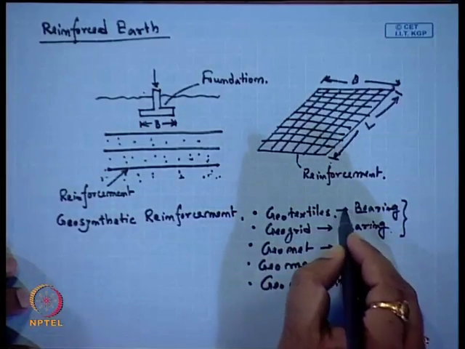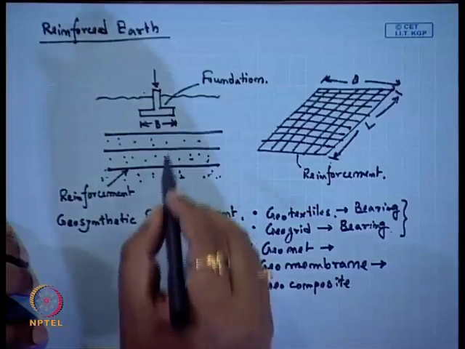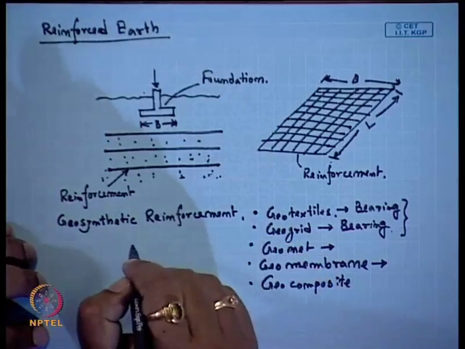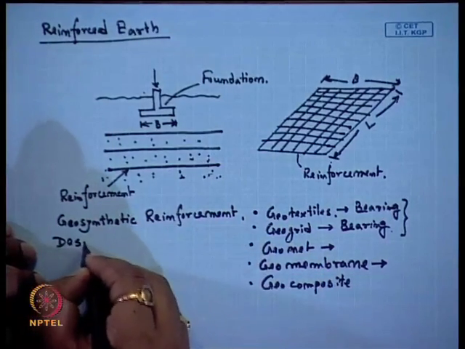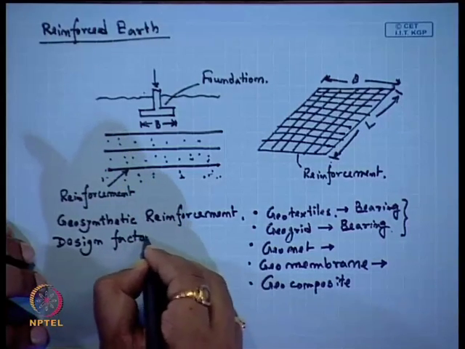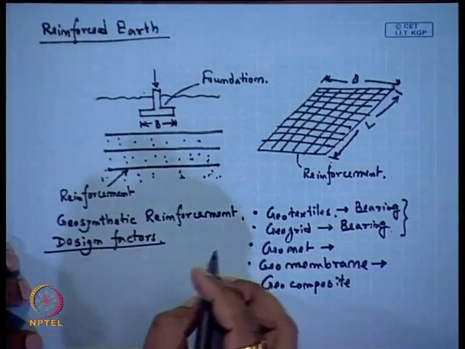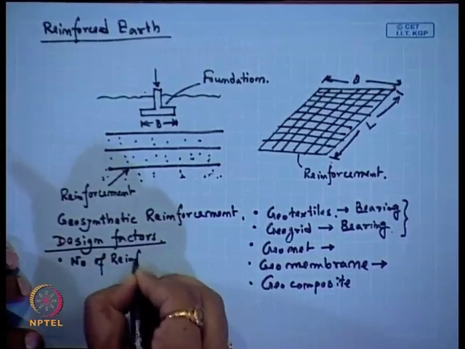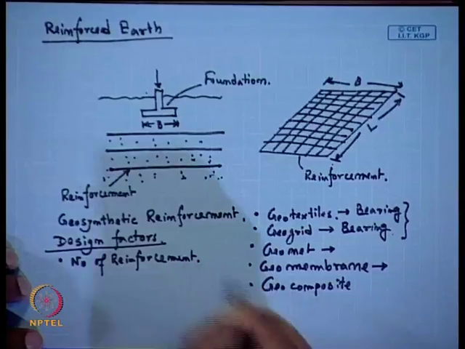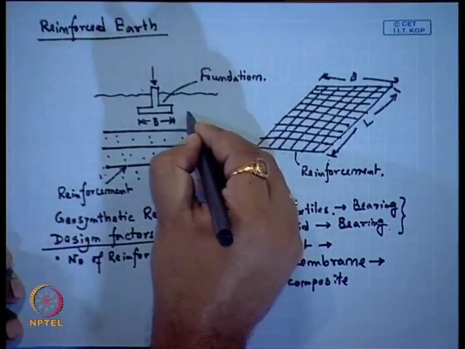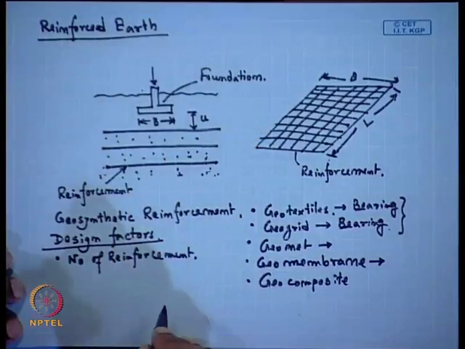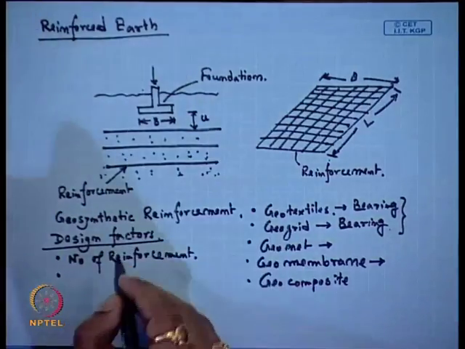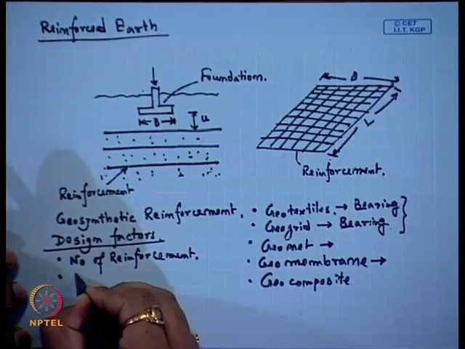Now, when you place the geosynthetic within the soil for bearing capacity improvement, what are the design factors? That is very important. So the first design factor is the number of reinforcement. Then the next design factor is where we will place the top reinforcement layer. That means this U is where we will place the top reinforcement, that is one thing that we have to decide, that is U.